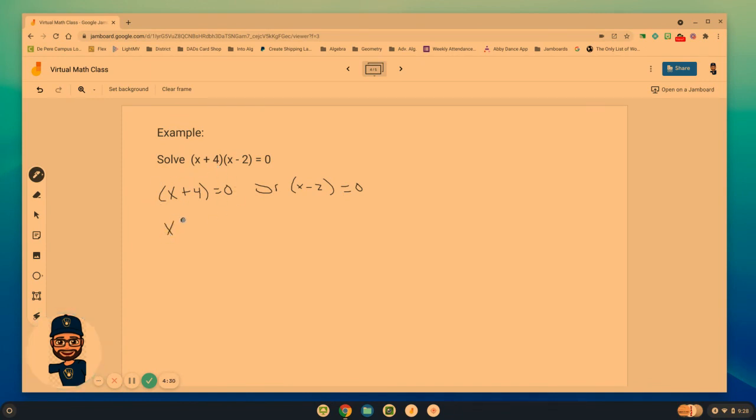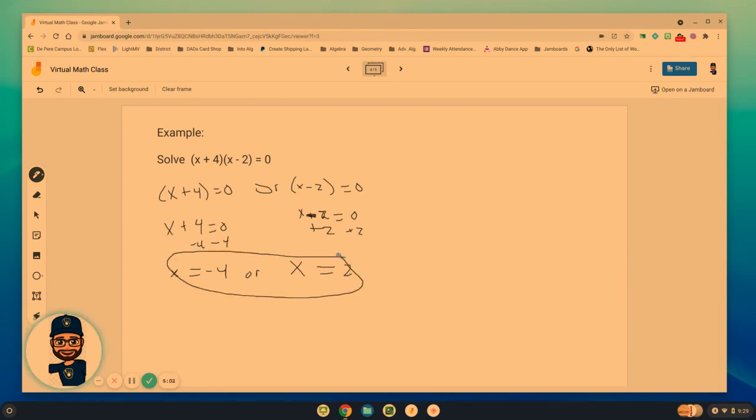x plus 4 equals 0. How do I get x by itself? We subtract 4. x equals negative 4. Or, we've got to solve that second parenthesis. x minus 2 is 0. We need to add the 2 to both sides to solve, and therefore x could equal 2. So either one of those would work.